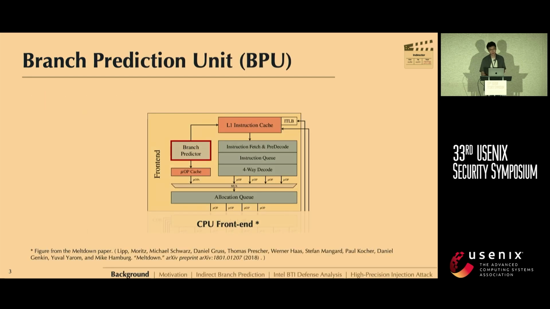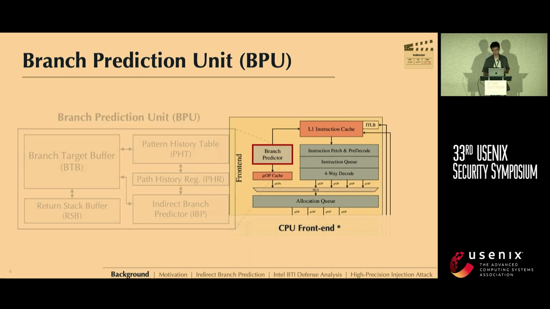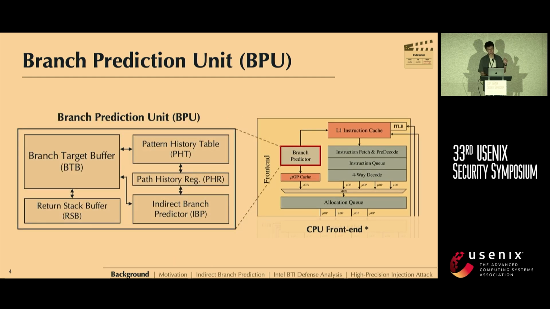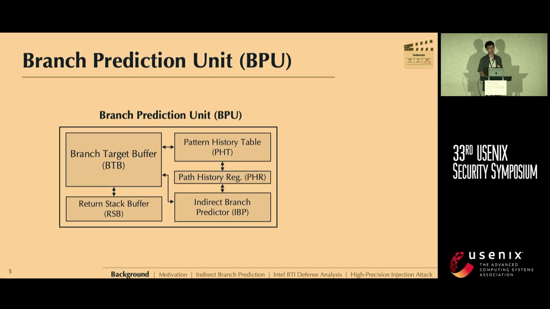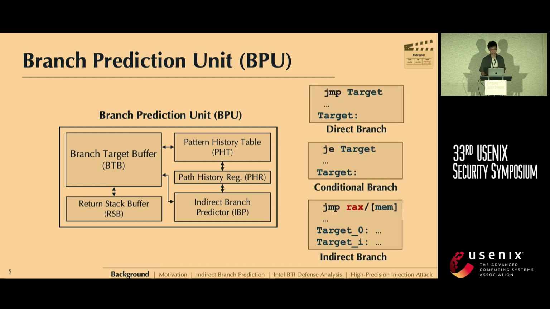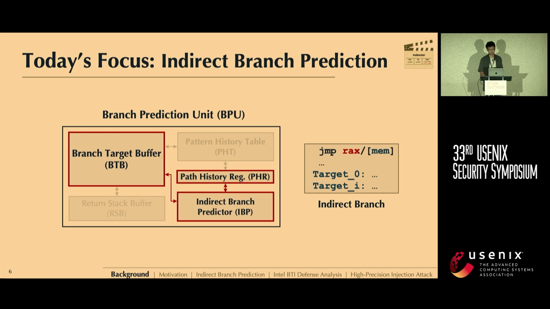As we know, Branch Predictor plays a crucial role in modern CPU by steering its front end. It helps identify the branch instructions, their directions, and target addresses. It includes various dedicated structures to provide predictions for various kinds of branches. For jump instructions in x86, there are direct, conditional, and indirect branches. In this work, we only focus on indirect branch prediction, which involves branch target buffer, BTB, indirect branch predictor, IBP, and path history register, PHR.